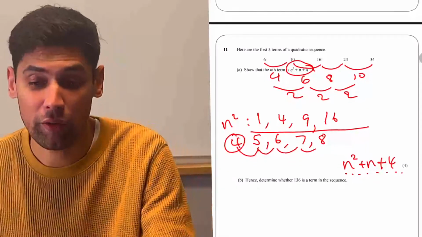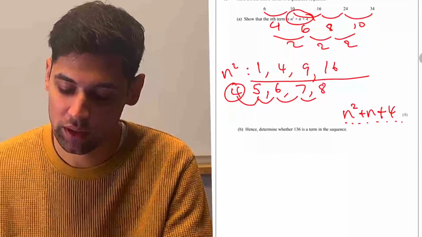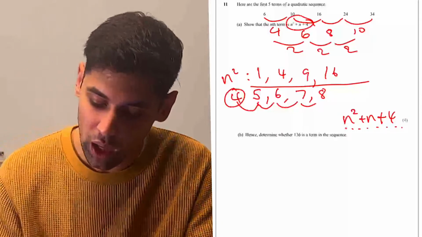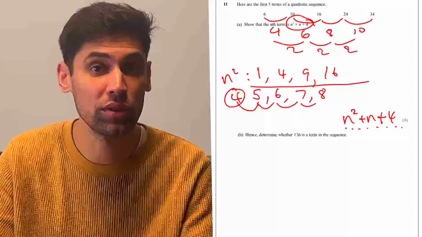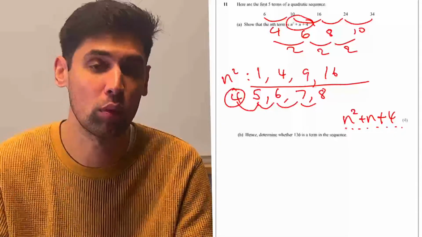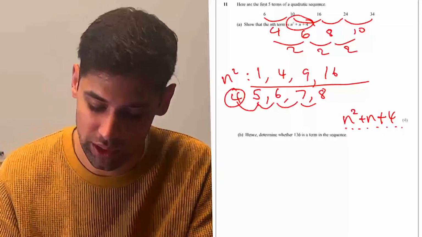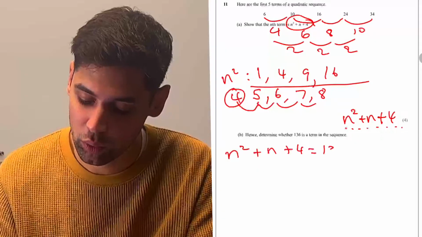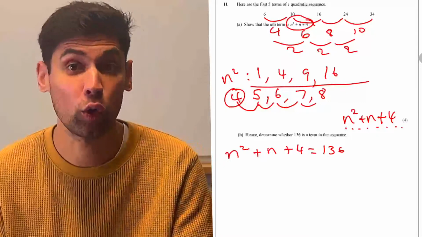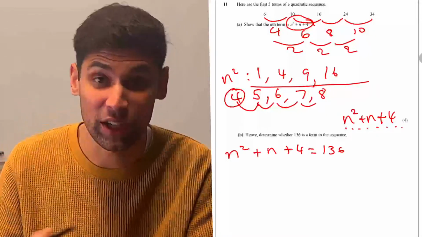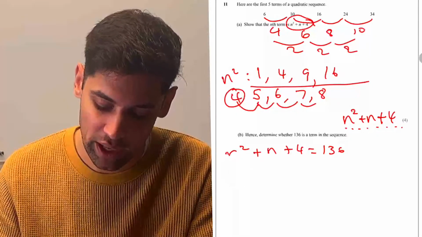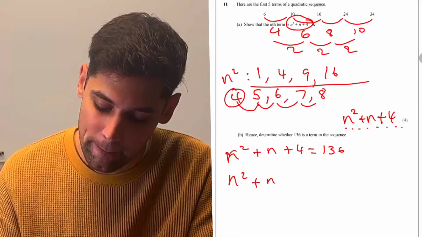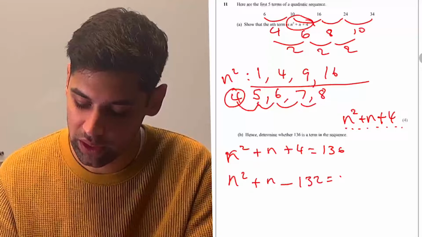And just to quickly clarify on part B here, hence determine whether 136 is in the sequence. Just like with regular nth term, we just make that value equal to the sequence with the idea that if it is in the sequence, there will be a value of n which creates 136. So we just do n squared plus n plus 4 equals 136. And then we just solve this like a quadratic. Move everything over to one side and try and factorize it. So it's going to be n squared plus n minus 132 equals 0.